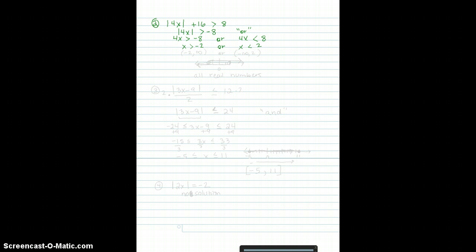Now, just to refresh your memory on interval notation, if you recall, x is greater than negative 2 can be rewritten as negative 2 to infinity, and x is less than 2 can be rewritten as negative infinity to positive 2. That's just to refresh your memory on that interval notation. Now, you can look at this on a number line and get those interval notations as well.